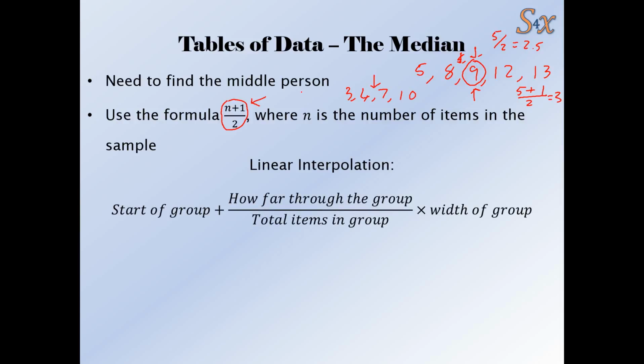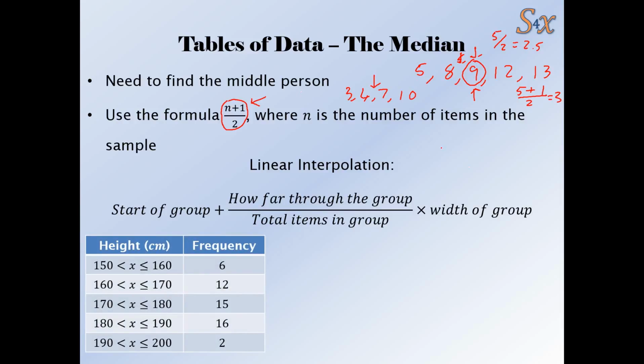Right. I'll go through this linear interpolation thing in a second. This will be new, no doubt. This doesn't crop up in GCSE normally. Okay, this tells us how to actually find the middle person in a table of data, and I'll do an example to show you. So I've just stolen that height data from the previous section when we talked about the mean, and we're going to have a look at how we find the median.